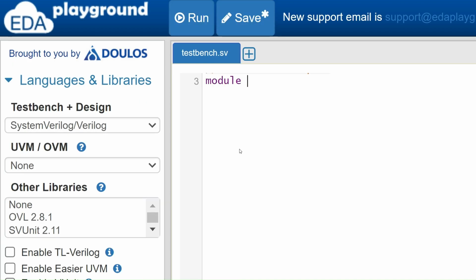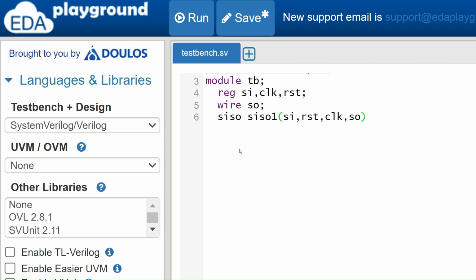I am writing the module tb. Here the inputs we have taken are SI, clock, and reset, and the output is the wire S0. I will extract the inputs from the design: SI, reset, clock, and S0. Now I will start writing the test bench: initial begin.